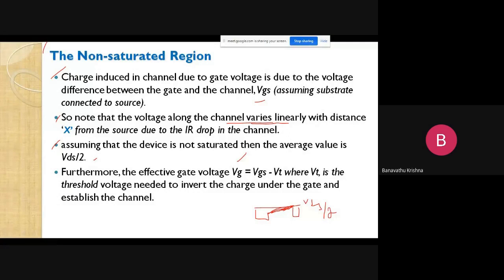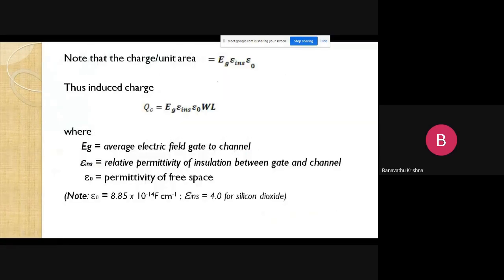So here the channel is induced due to the gate voltage between source and drain, and the channel is varying along the distance by applying the drain voltage. Finally, we want to calculate the average drain voltage along the channel, which is equal to VDS by 2, right?